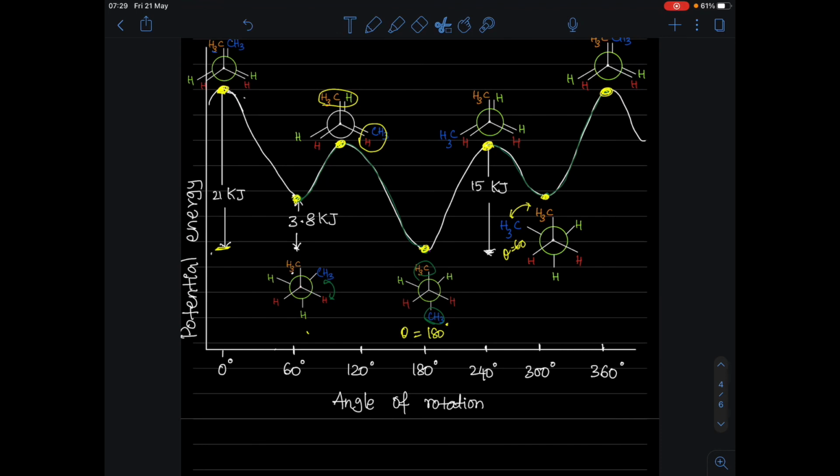The energy difference between the different possible conformations can be seen in the graph. The most stable is the anti-conformation. The difference in energy between the most stable conformation and the next most stable conformation, the gauche conformation, is 3.8 kilojoules. Between the anti-conformation and the partially eclipsed structure, it is 15 kilojoules of energy, and between the most stable and the least stable structure, it is 21 kilojoules of energy.